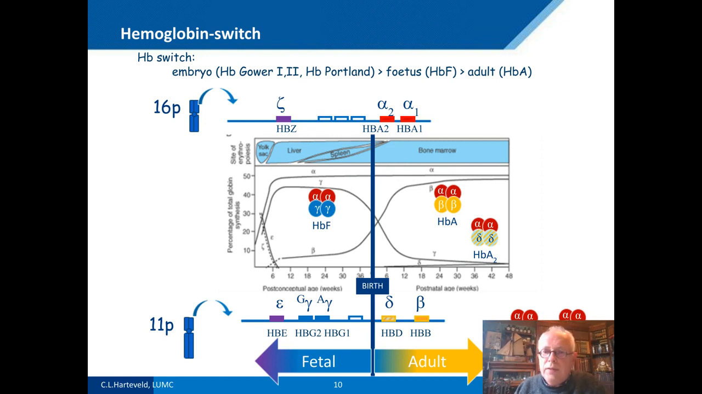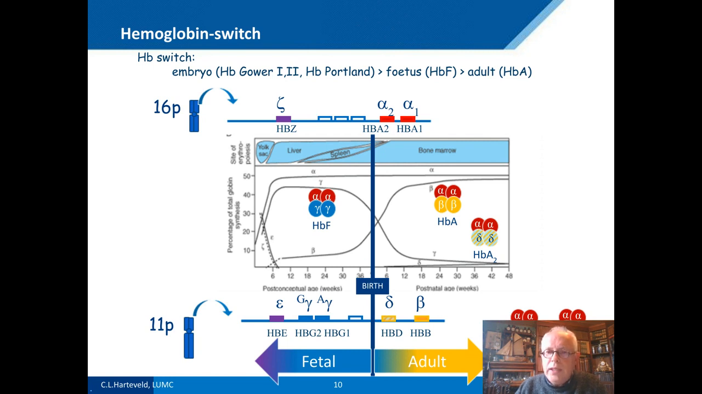So first you have the expression of zeta and epsilon in the embryonic phase, and as you can see in the graph, the expression of zeta and epsilon goes down rapidly because these genes are switched off, and the alpha gene, on the other hand, is switched on. And for the beta, it's the gamma genes which are switched on. So during the whole fetal period, you have expression of alpha and gamma, and this forms hemoglobin F. Hemoglobin F is alpha 2, gamma 2.